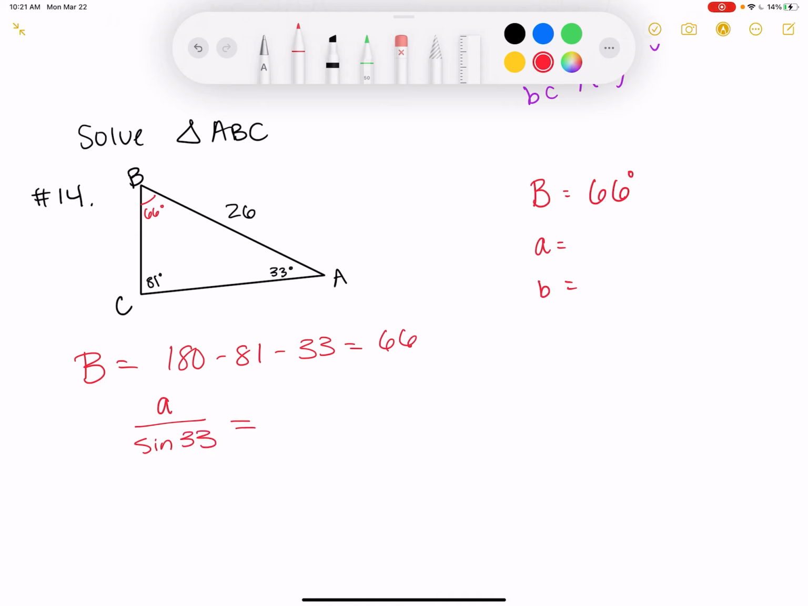All right, so we're going to do A first. A over the sine of 33 is equal to 26 over the sine of 81. So then I can just multiply by the sine of 33. So A is equal to 26 sine of 33 over the sine of 81. And so what is A? And what mode, just as a refresher, are we in? Degree mode. Don't put it in radian mode. We learned.